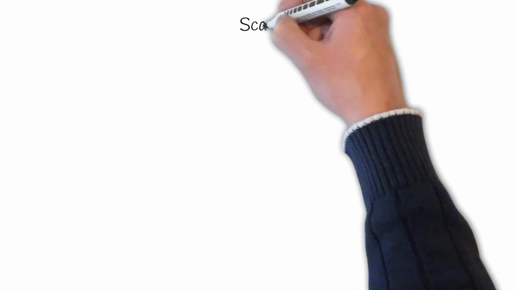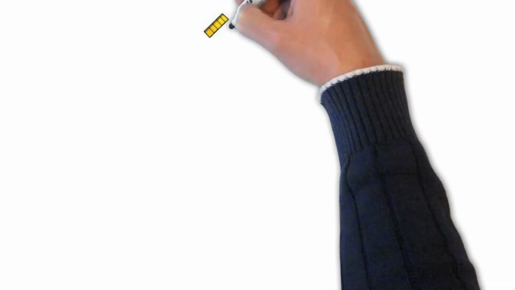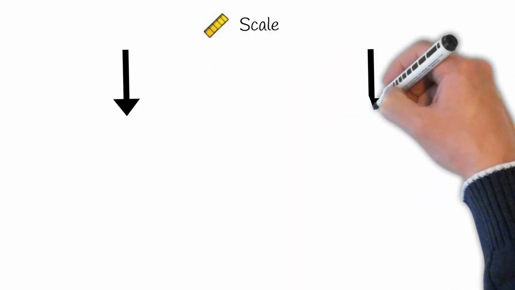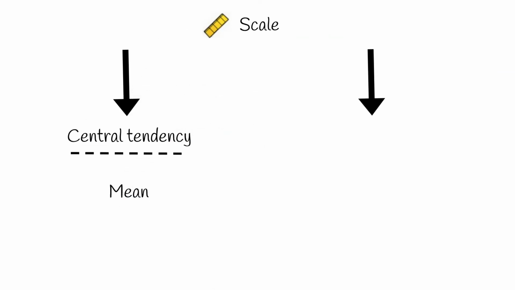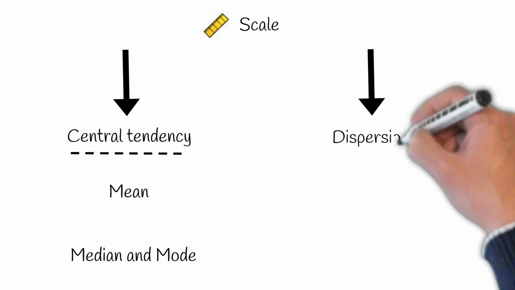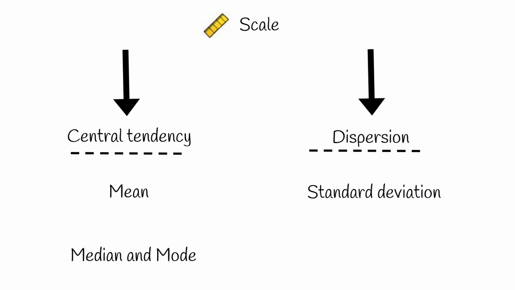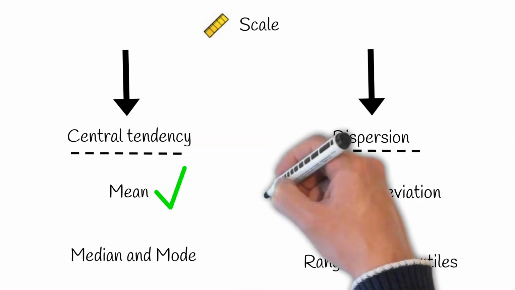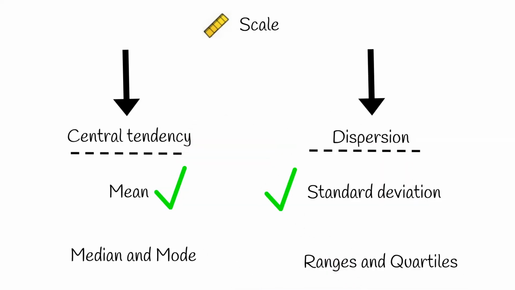For scale data, we use two measures: central tendency, the mean as an example, but also including median and mode, and dispersion, the standard deviation as an example, but also including ranges and quartiles. Let's focus on mean and standard deviation and always use them in describing scale variables.